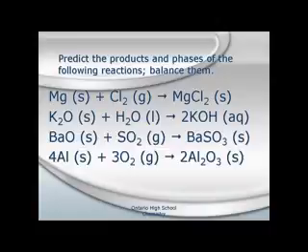And finally, we have another pair of elements being reacted together, aluminum and oxygen, and so we're going to form the compound aluminum oxide. Aluminum always has a 3+ charge when it's in a compound. The oxide ion has a 2 negative charge, so here the formula would be Al2O3, and as we balance this, there would be 4 aluminums for every 3 O2s, yielding 2 Al2O3s.